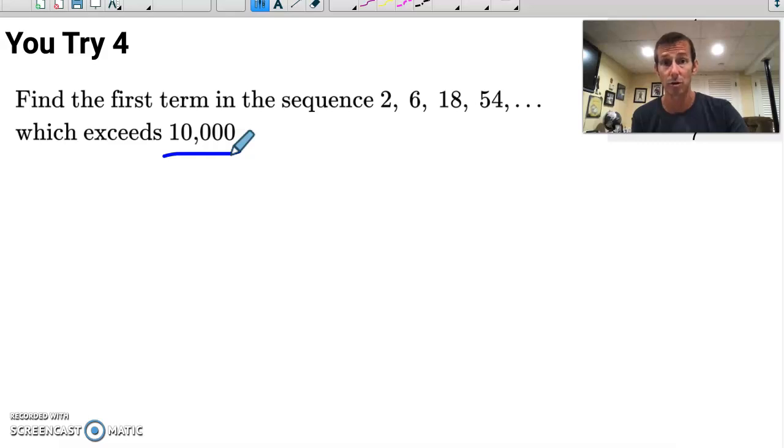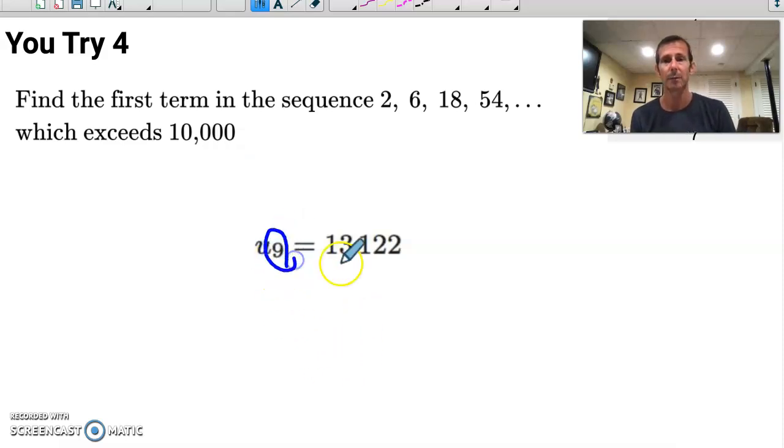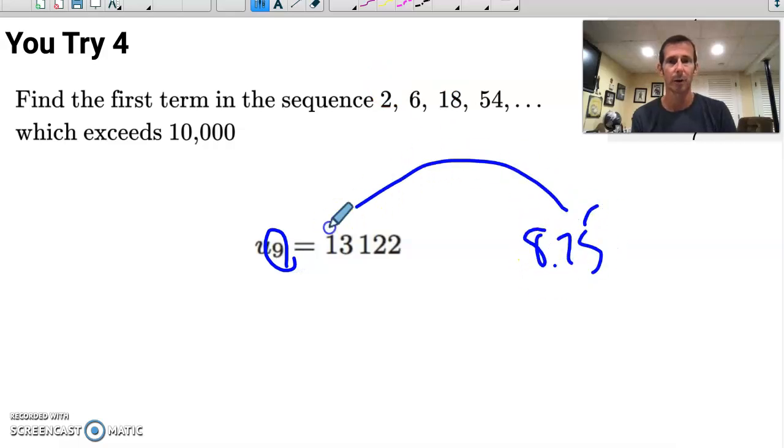All right, video should be unpaused. You should have gotten the answer of the 9th term. If you did it the way I showed you, you would have gotten 8.75, so you have to bump that up to 9.